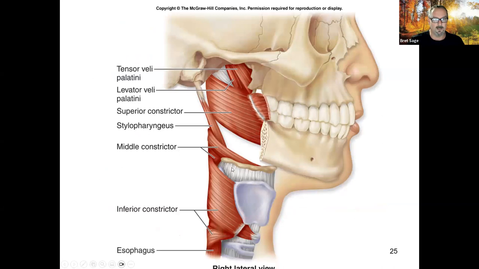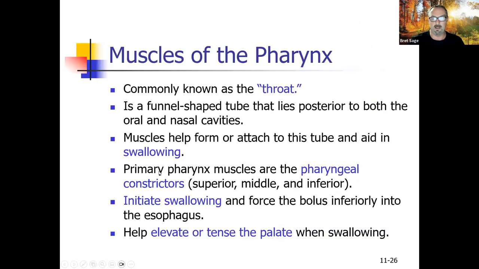Okay, more muscles associated with the innermost part of the mouth. Take a look at these. They each have their own function, but I don't go into all the details of all these muscles in this lecture. Muscles of the pharynx, which is the area around the throat. It's a funnel-shaped tube that lies posterior to both the oral and nasal cavities. Muscles that form or attach to this tube aid in swallowing.